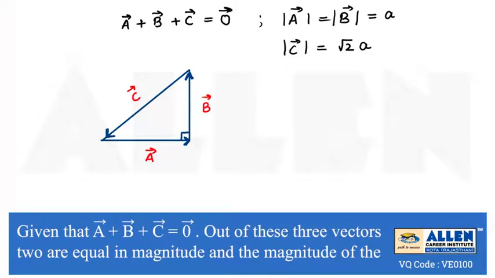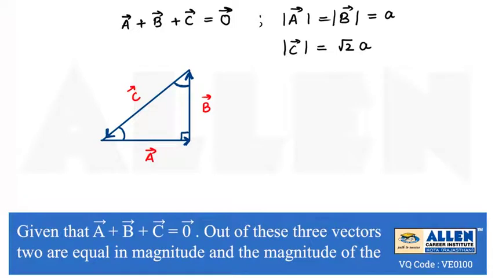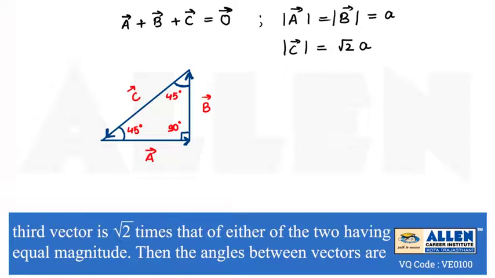Now we will see what the angles are. Here we have seen one angle, that is 90 degree, and this angle we will calculate. We know two sides are equal, a vector has magnitude a and b vector also has magnitude a, meaning these angles will be 45 degree. That is, it is an isosceles right angle triangle having angles 90 degree, 45 degree and 45 degree, because two sides of this triangle are equal.